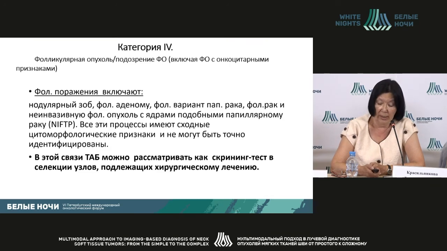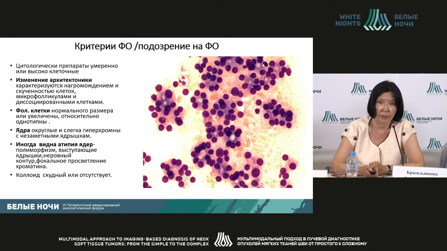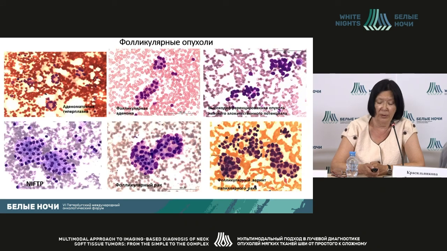Next category, number 4, that's our pain, the gray zone: follicular tumor. It includes processes with a single morphology pattern: hyperplasia, goiter, follicular adenoma, cancer, follicular variant of papillary cancer, and follicular encapsulated tumor with a papillary structure. Next is a follicular highly differentiated cancer with monomorphic single cells of follicular structure.